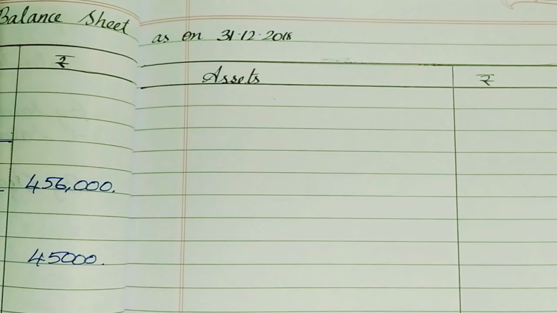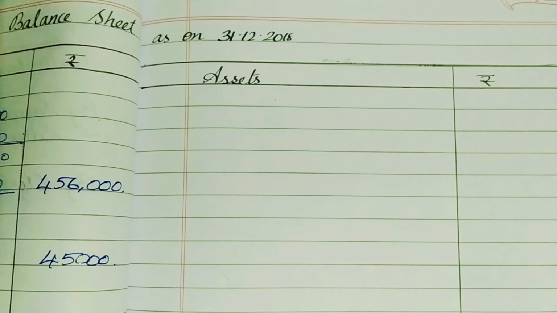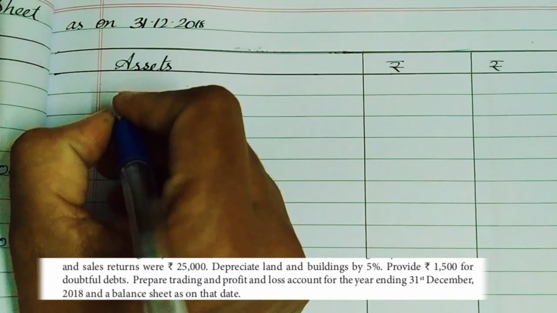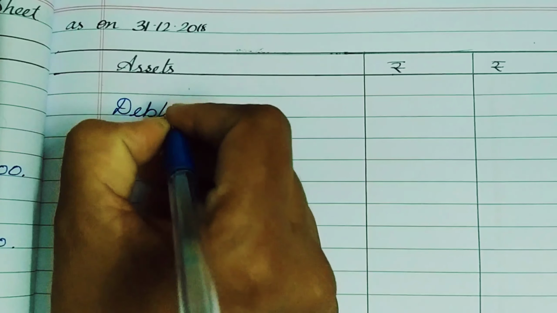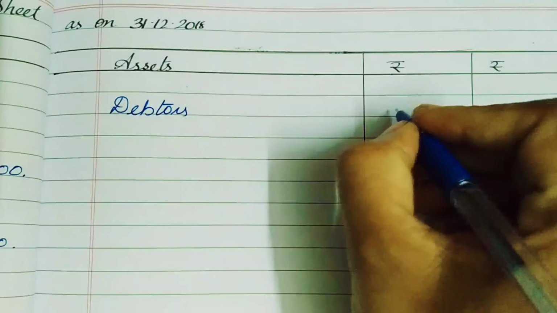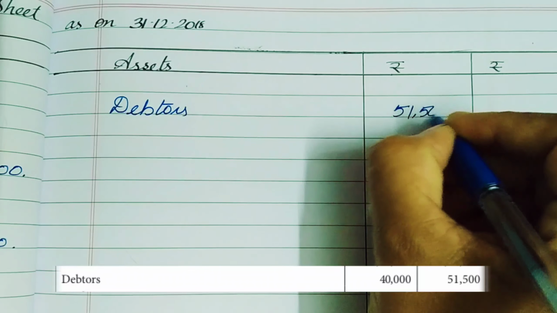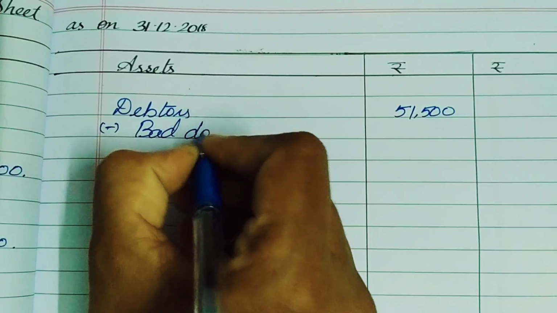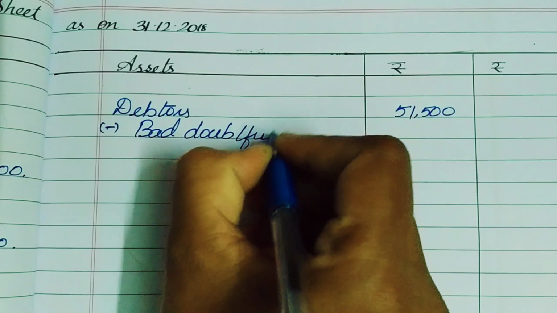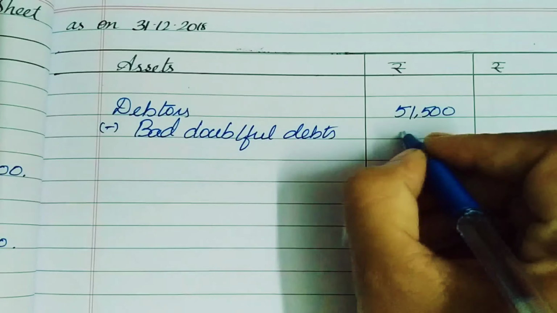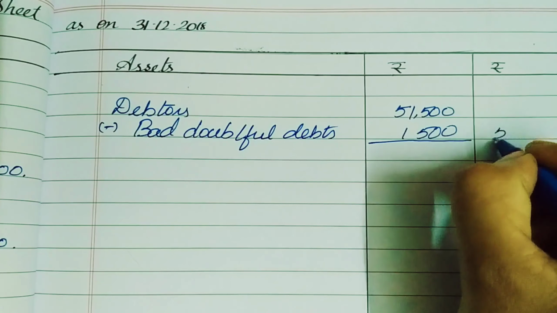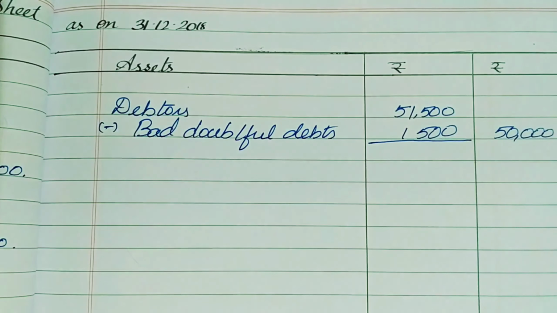Now move to the asset side. On the asset side, we have a lot of adjustments also to be recorded. So first, let's start with the adjustment. The first one: provide 1,500 for doubtful debts. So I start recording with the debtors. Sundry debtors closing balance is 51,500. Now subtract bad and doubtful debts. So bad and doubtful debts of 1,500 is going to be subtracted from the 51,500 of debtors. So you'll get 50,000 as sundry debtors.